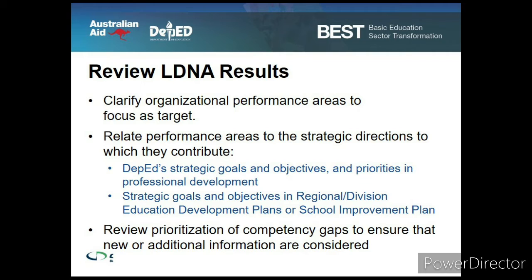So the first step in the L&D planning process flowchart is the review of LDNA results, which clarify organizational performance areas to focus as target, relate performance areas to the strategic directions to which they contribute by DepEd strategic goals and objectives and priorities in professional development, and strategic goals and objectives in the regional division education development plans or school improvement plan. And last is the review of prioritization of competency gaps to ensure that new or additional information are considered.